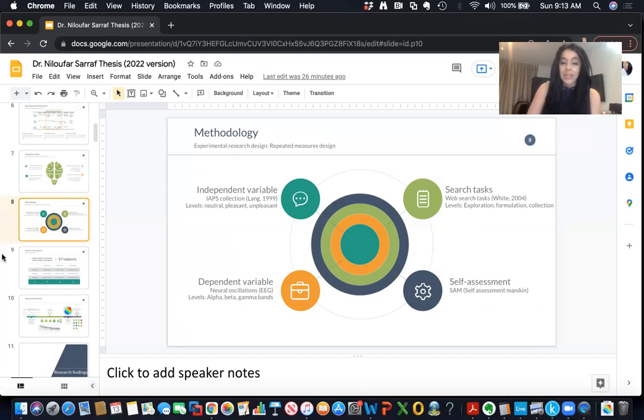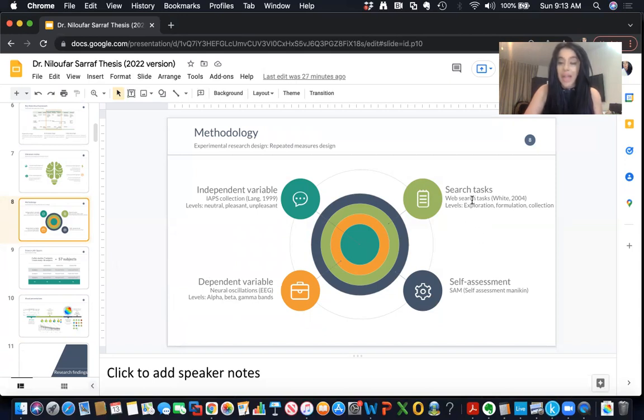And then the dependent variable, that's the one that I measured. Obviously, one of them was EEG. I also did interviews, and I also did SAM, self-assessment. But in the interest of time, I'm not going to go through it. I'm just going to share with you the neural oscillations, EEG. Again, here, 3 levels: alpha, beta, gamma bands.